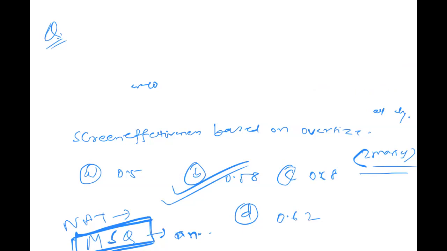0.58 is the right answer. Do a material balance: F equals D plus W. This is the formula for EA, D into XD by F into XF. So F equals D plus W.